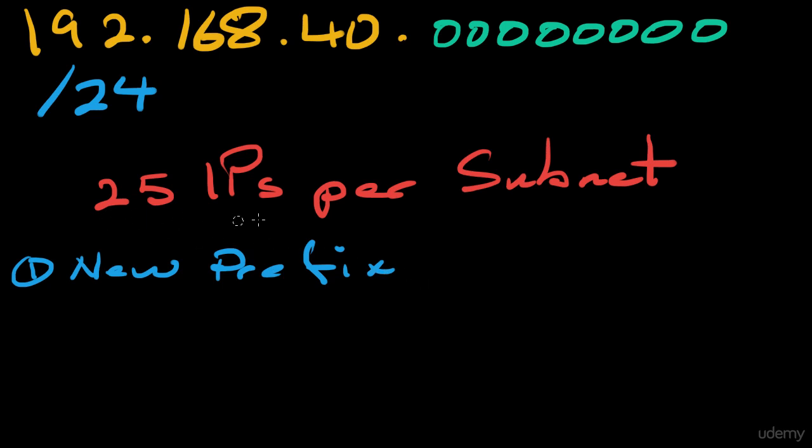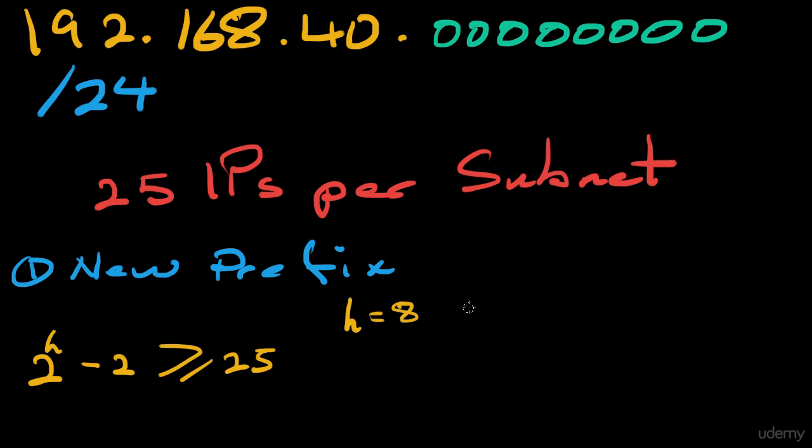Well, if I want 25 IP addresses per subnet, then what I want is in this formula 2 to the power of h minus 2. This has to be greater than or equal to 25. So again, I'm going to do this by simply working out different values for h. In this case, with the default prefix of /24, h is actually 8. 2 to the power of 8 minus 2 is 254.